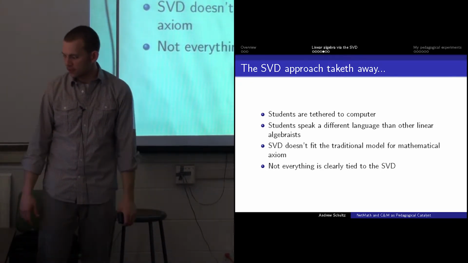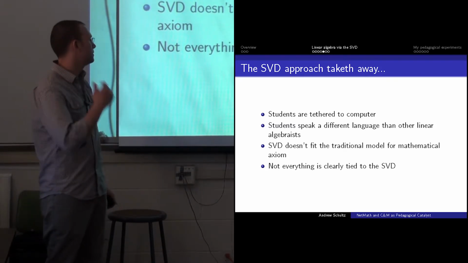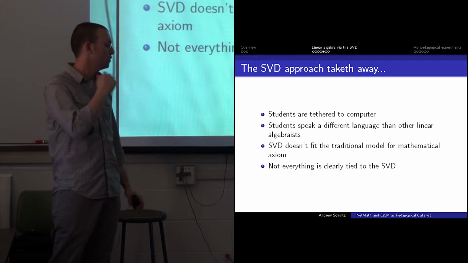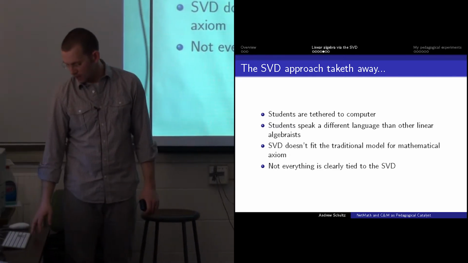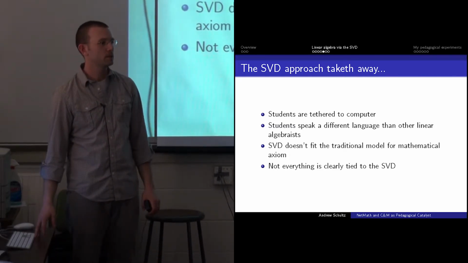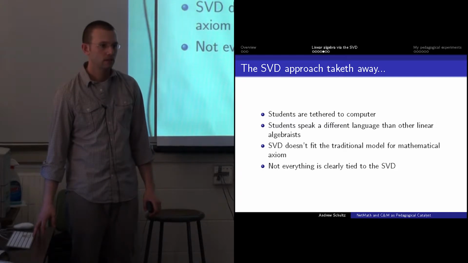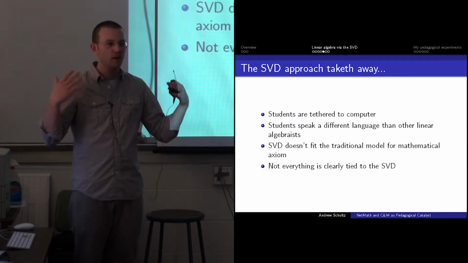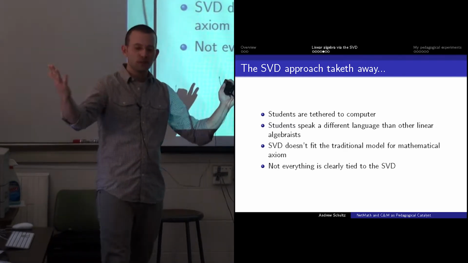Not everything is so clearly tied to SVD. I think you can make similar statements about, is everything clearly connected to row reduction? Yeah, you can use row reduction to do everything. Is it always the right perspective? Maybe not. Right? How do you calculate pseudo-inverse with row reduction, for instance? Yeah, great. So, I mean, these are all the way that you answer these questions.